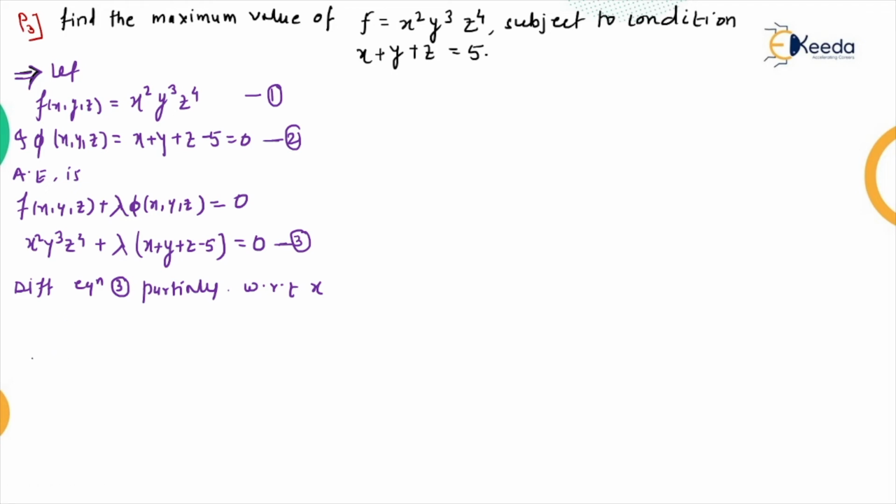We get 2x y cube z raised to 4, because the derivative of x square becomes 2x. Here z and y are constant, so these terms stay as they are, plus lambda times the derivative of (x plus y plus z minus 5), which is only 1, since the derivative of y, z and minus 5 is 0. It becomes only lambda, equal to 0. Therefore the value of lambda is equal to minus 2x y cube z power 4. We call this equation number 4 for reference.